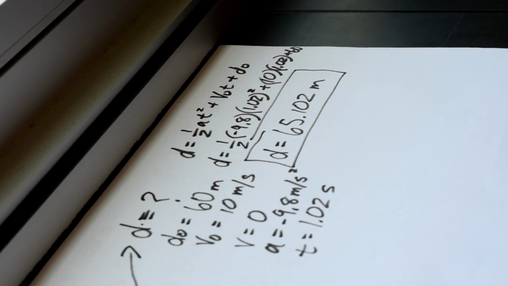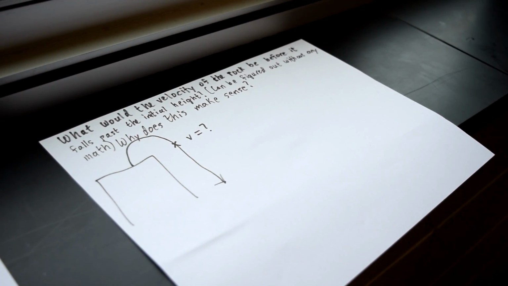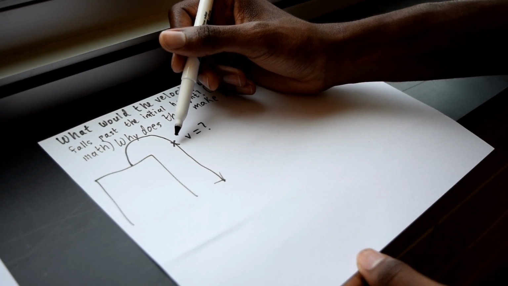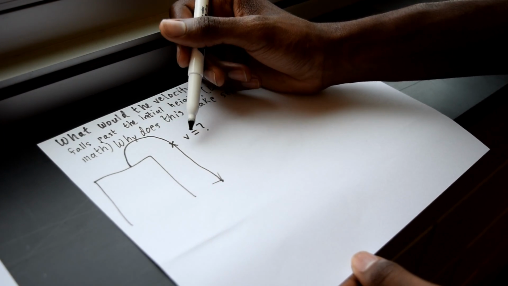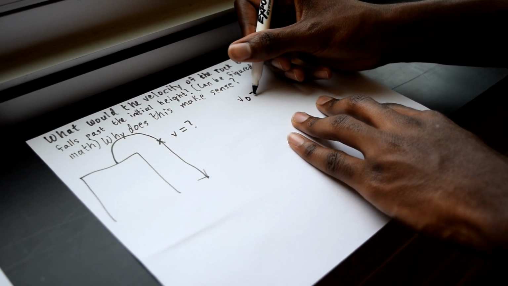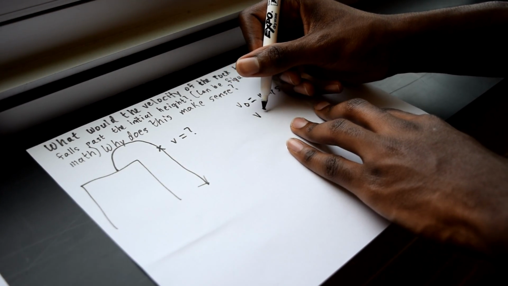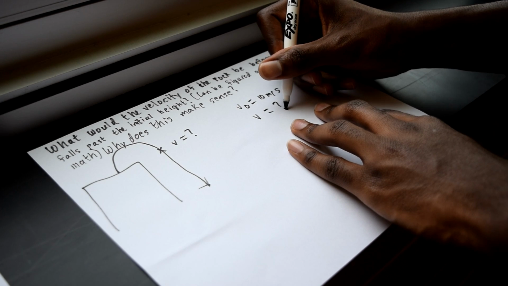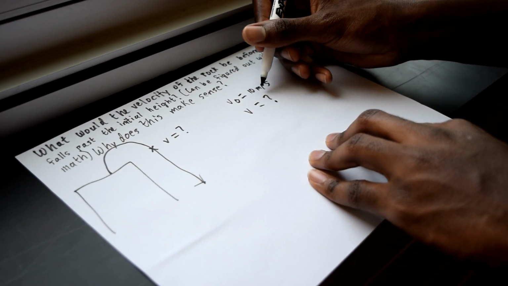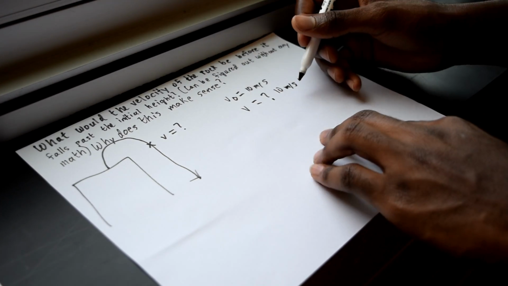Okay, so in this problem, we're going to try to figure out what would be the velocity of the rock when it hits the same initial height it started from while falling off the cliff. So we know that the initial velocity was 10 meters per second. And now we have to figure out what the final velocity is. Actually, you can do this without using any math at all, and the answer will be just 10 meters per second as well. Why is that?